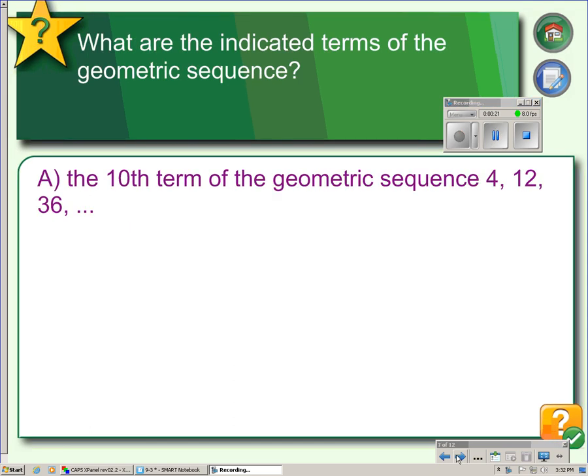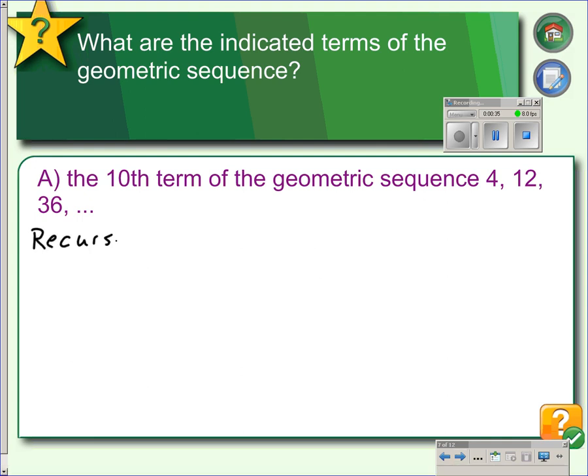And here's our first question. What is the 10th term of the geometric sequence 4, 12, 36, etc.? So first of all, let's write a recursive formula. For the recursive formula, we have to have a starting point, so we'll just start with a sub 1 since it's convenient. A sub 1 is 4. Then to find any additional term in the sequence, we would take a previous term, a sub n minus 1, and multiply it by r.